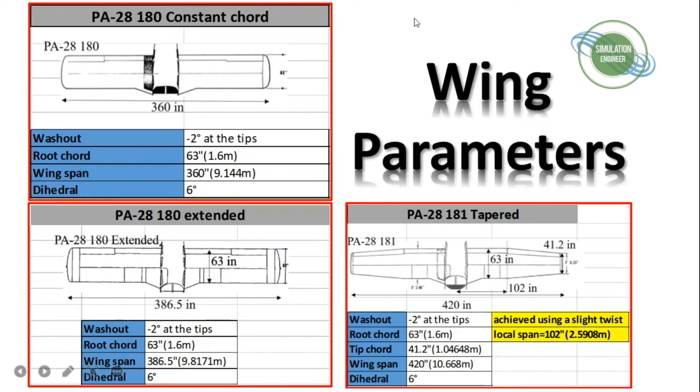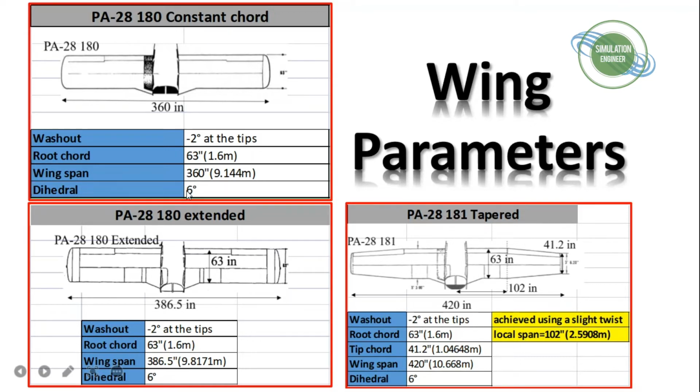Just to give you some more insight, these are the wing parameters. As mentioned earlier, the 180 series has 2 variants: the simple or standard one, which is a constant chord, and then the extended one with an increase in the span of the wing. For each aircraft I have mentioned the important parameters. I'll be using a washout of -2 degrees at the tips, which you can achieve using the twist parameter in XFLR5, and a root chord. As it is a constant chord, the root chord and the tip chord will be of the same length.